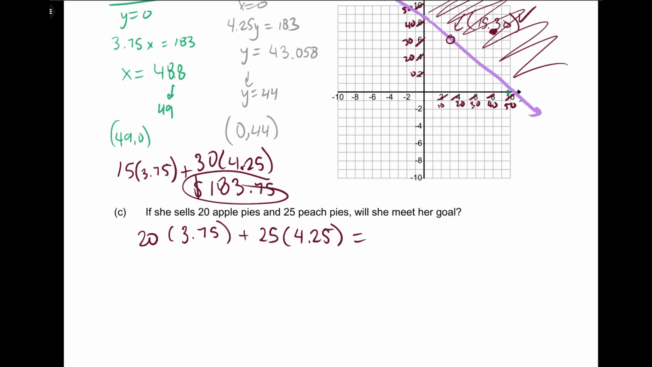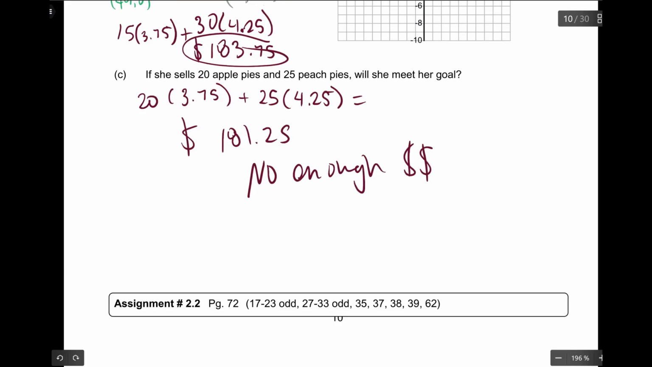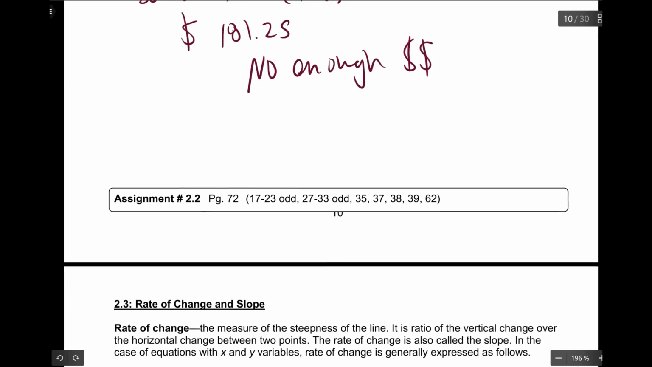So 20 times 3.75 plus 25 times 4.25. Oh no, $181.25. Nope, she can't go to the concert. Not enough. Not enough dough. Literally dough for her pie. Okay, here's your assignment. Have a great rest of your day.